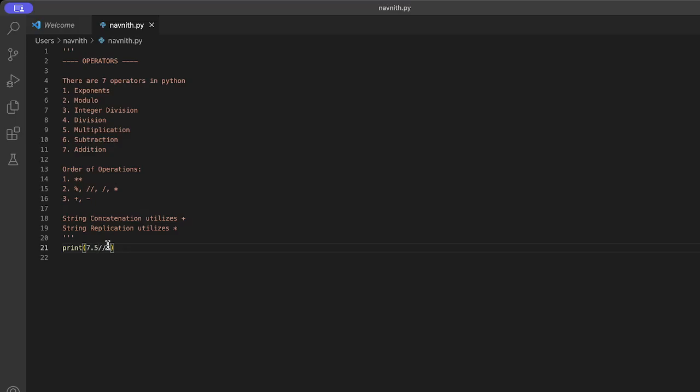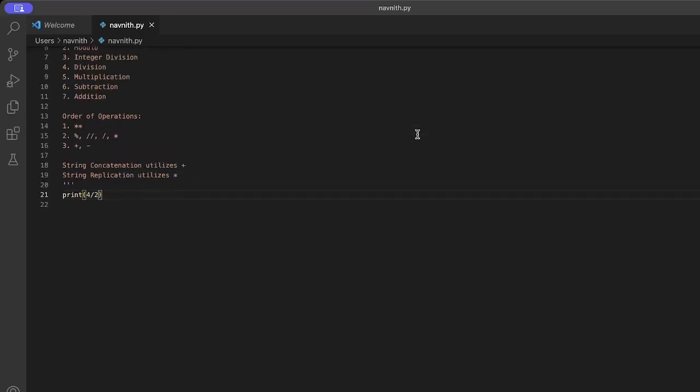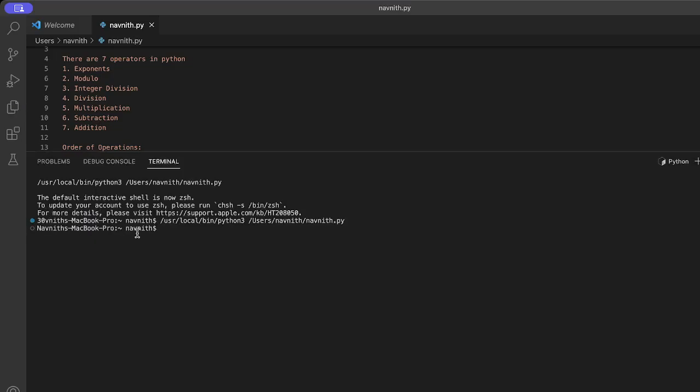Next, we have division and multiplication. The division, as we had mentioned before, is denoted by a slash. Simply, we do 4 divided by 2, and we would get 2. Multiplication, on the other hand, uses an asterisk, just like exponentiation. For example, we're going to print 5 times 6, and we would get 30.